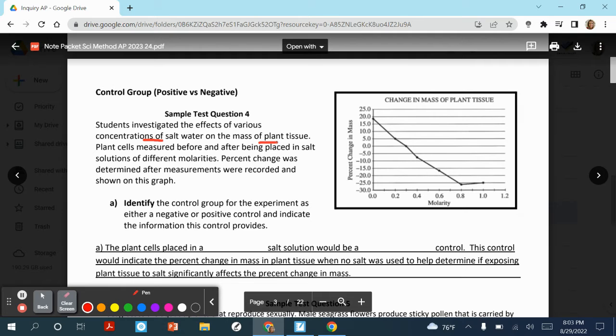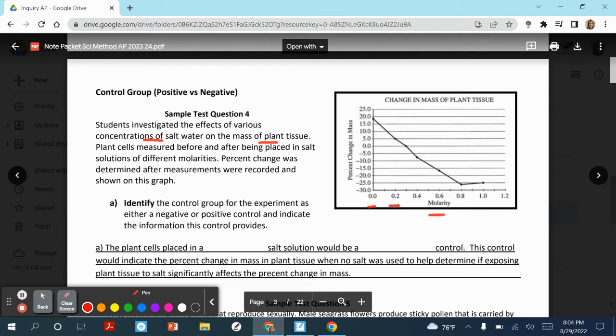The question says identify the control group for the experiment as either a negative or a positive control and indicate the information this control provides. So it looks like we have taken plant mass and we put no salt, basically some drops of water on it. And then this molarity is an indication of concentration. So we put a saltwater solution that has a concentration of salt that is 0.2 moles per liter, and then another salt solution that has a little more salt in it, 0.4 moles per liter. So we're varying the concentration of the salt.